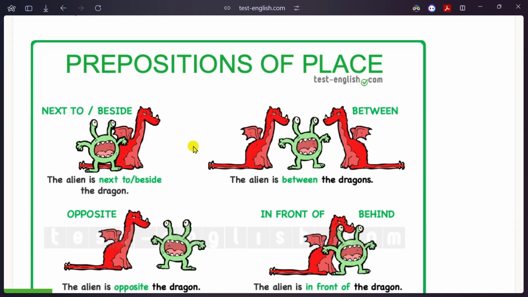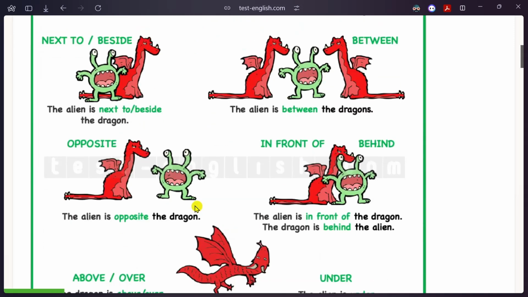Then between. The alien is between the dragons. Between, okay? This you know, right? This is not so difficult. He's between the dragons. Opposite to. The alien is opposite the dragon. You can say opposite to the dragon, or you can say opposite the dragon directly, without to. He's facing the dragon. You could also say that.